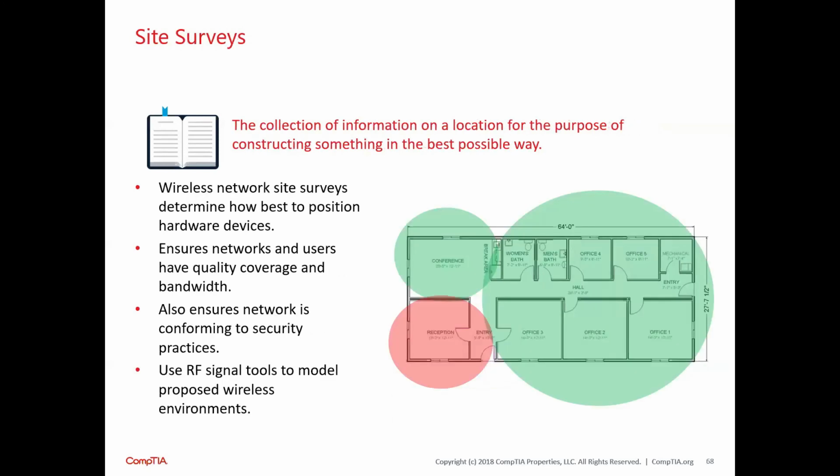And you can do a site survey, which is a collection of information on a location for the purpose of constructing something in the best possible way. So a site survey is normally conducted to look at the area where the signal will be. This is actually more about coverage, the coverage of your Wi-Fi signal. You might need to place your access point in a central location to avoid people being able to connect to your wireless network if they are actually outside.